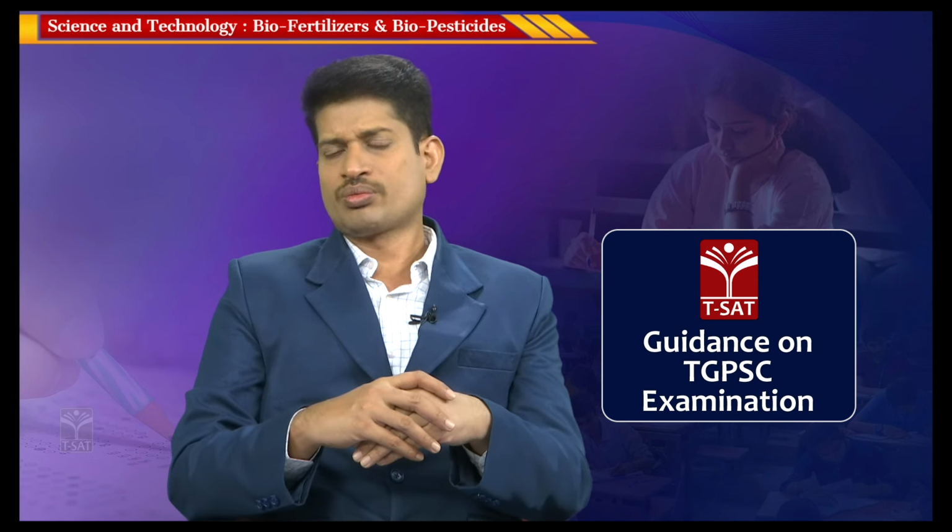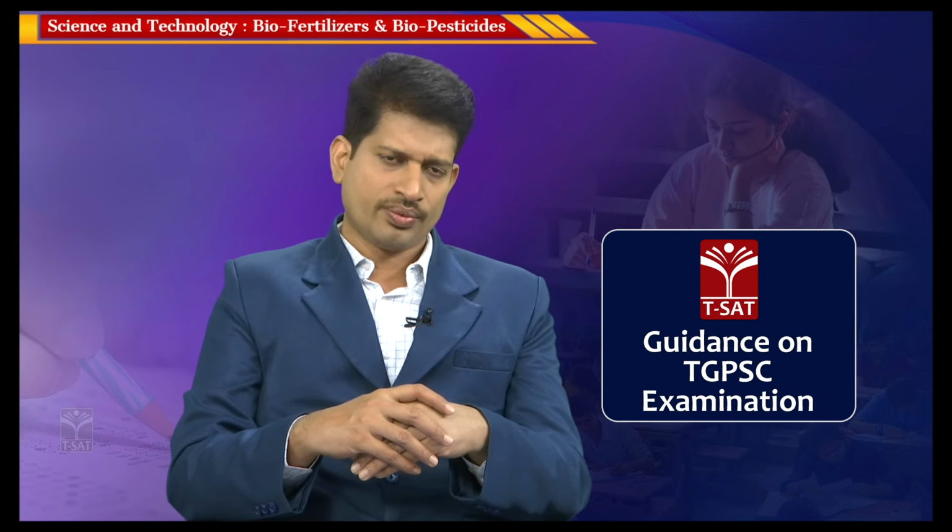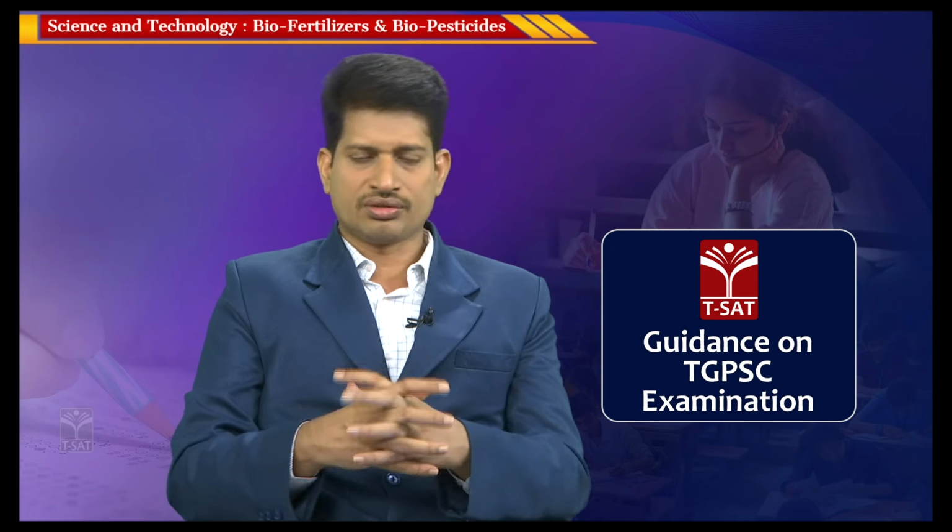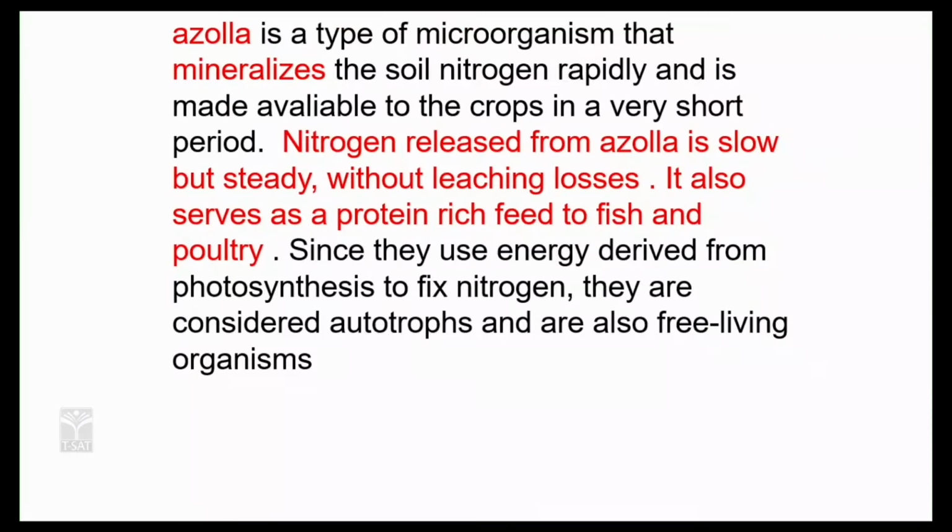So, in this way bacteria and microorganisms play a very major role to make the essential micro and macronutrients available in the soil by mineralizing, meaning breaking the larger compounds into smaller elements which the plants can assimilate. Nitrogen released from azolla is also slow but steady.